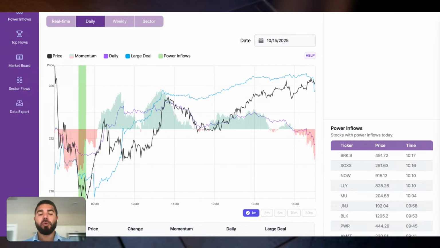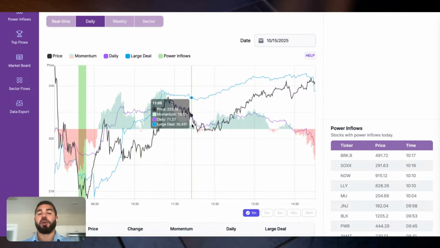So it really helps drive home the point of how important order flow analytics are, and how important that real time information is. Because a lot of times you'll see, especially with the large deal flow data that we provide, that big money can really help influence a stock price. And you can see when that institutional flow data started to pick up, the price really followed along with it.